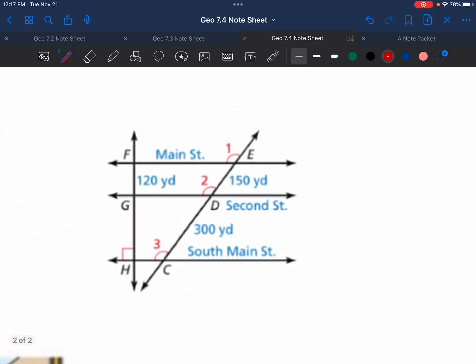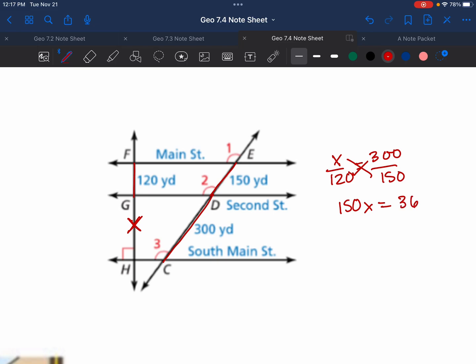Next one. We are going to find, well, it doesn't tell us what to find. Okay, let's see. We've got this length and this length. We have this length, but we don't have GH. Let's find GH. So x to 120 equals 300 to 150. If we cross multiply, 150x equals 120 times 300, 36,000. And then divide by 150, x equals 240. So GH equals 240, and then we have a unit, so yards.